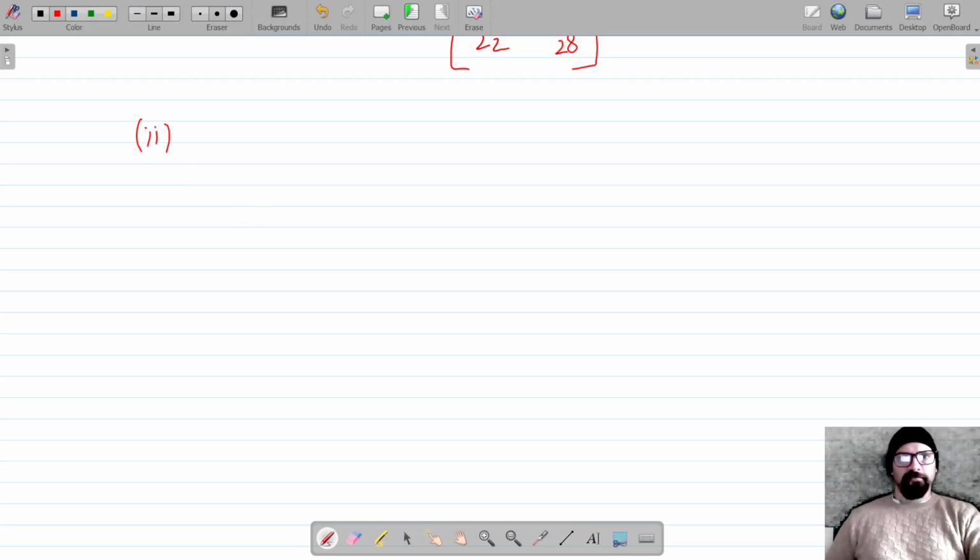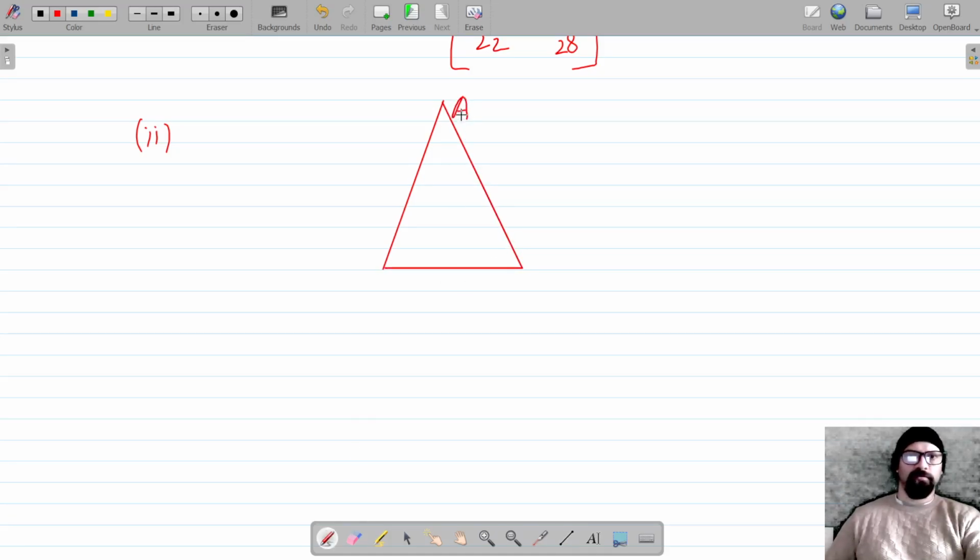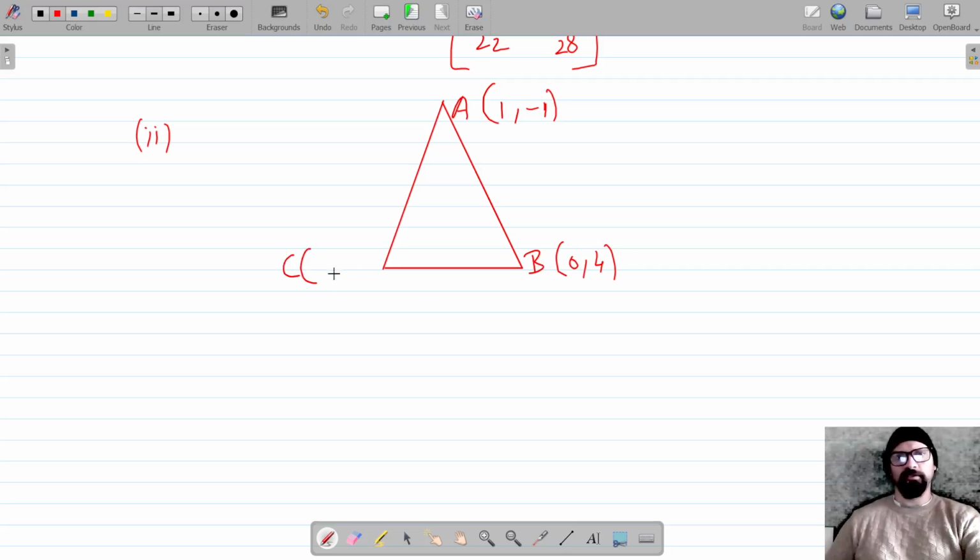Now ABC is a triangle, so let's draw a triangle ABC with the given coordinates. So this is A, and A is 1 and negative 1. The other vertex is B, which is 0, 4. And then it's C, which is negative 6 and 4. Okay, D is the midpoint of BC, and we have to find the coordinates of D.